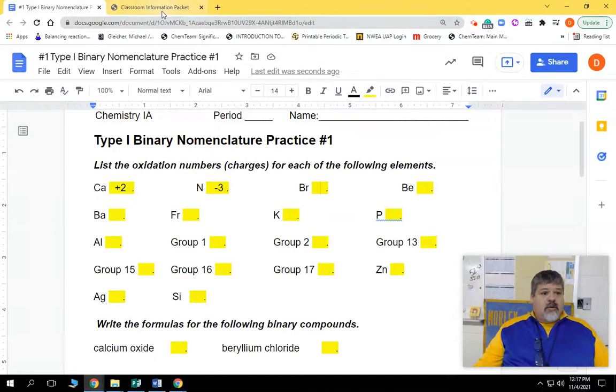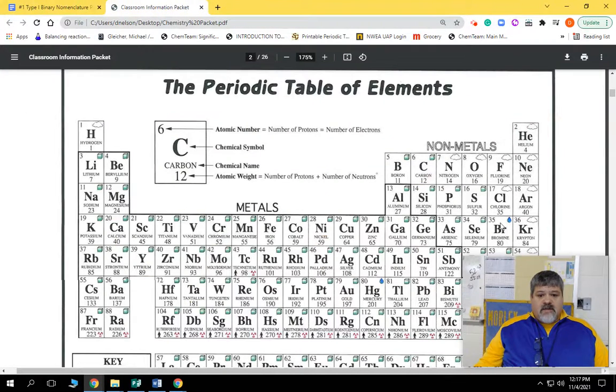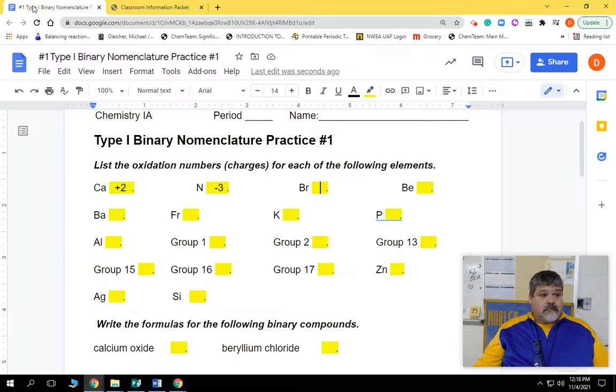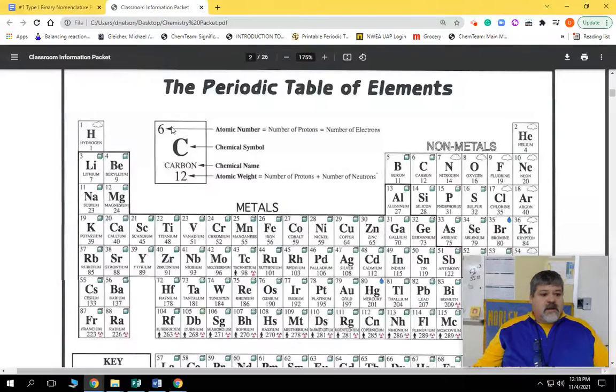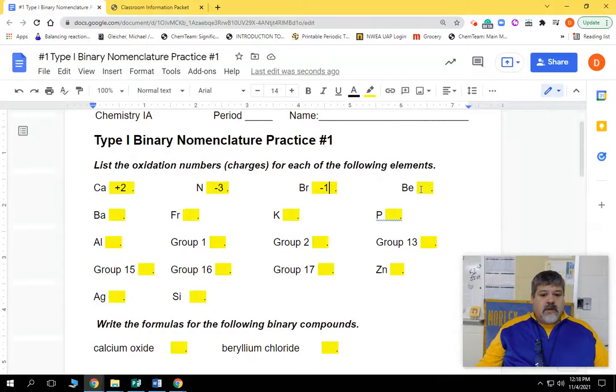Bromine, again, bromine over here is right there. 7A has 7 valence electrons, which means it only needs 1. So it's going to be a -1. Beryllium, again, is over here. It's in column 2A, so it's going to lose those 2 and become a +2. So plus 2. And we go all the way down through there.